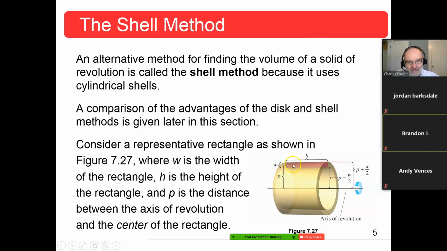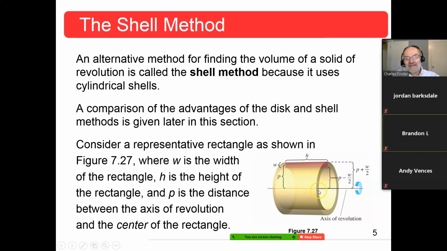Let's consider a representative rectangle, this one right here, sort of a pinkish color. Its length is the H here. The width of the rectangle is that W right there. So the length times width is the area of that rectangle. Now what are we going to do with that rectangle? We're going to revolve that rectangle around the axis of revolution.